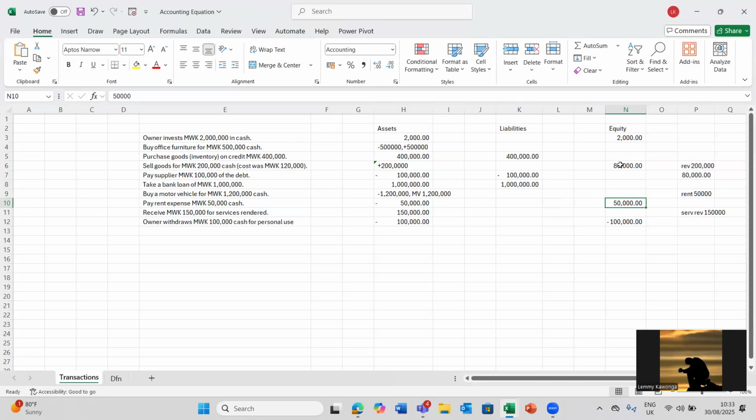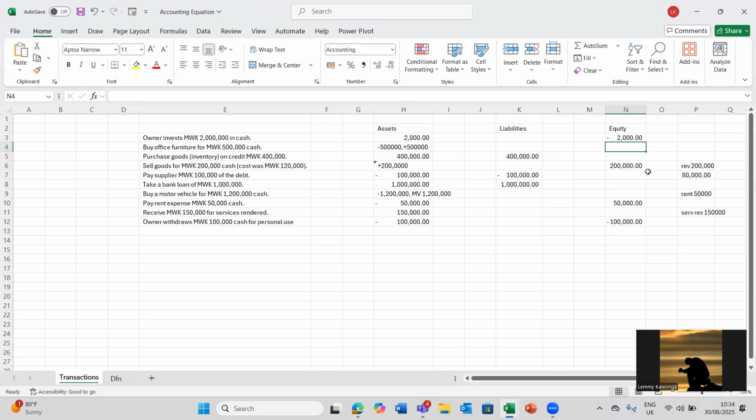And the same here, we should have 200,000, 100,000. And paid for in debt, that's okay. And for the rent, how much is the rent? For that one, also debit. This one is credit.